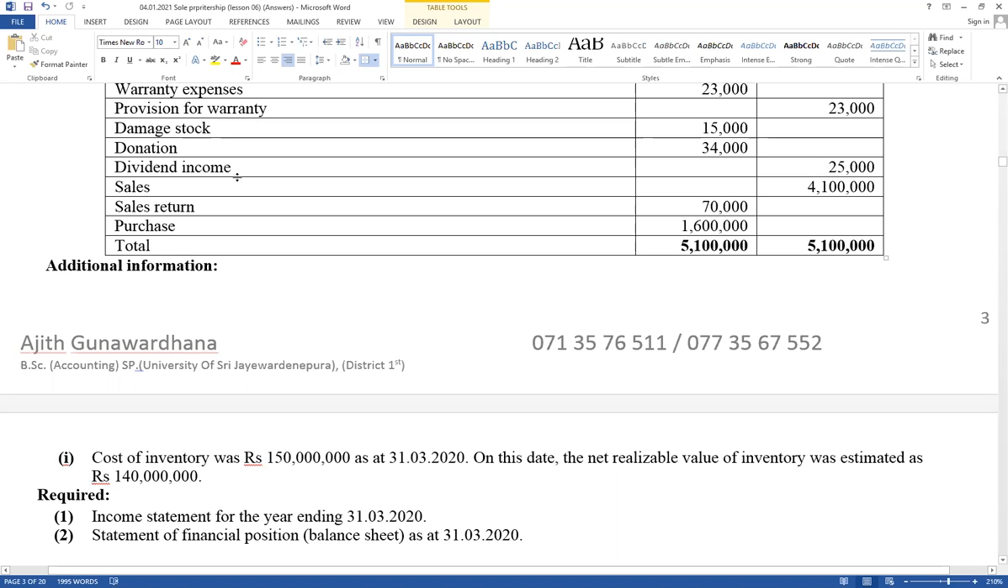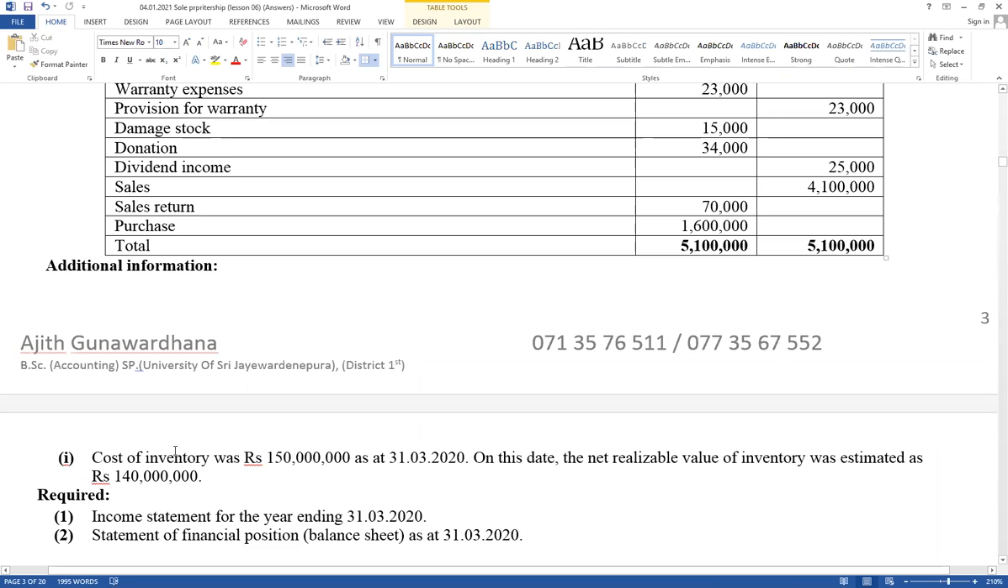Those are recorded already. There's the income statement for the year ended 31st March 20 as well as the statement of financial position as at 31st March 20. Therefore, at this level, as financial statements, you have to know how to prepare the income statement as well as the statement of financial position with adjustments.